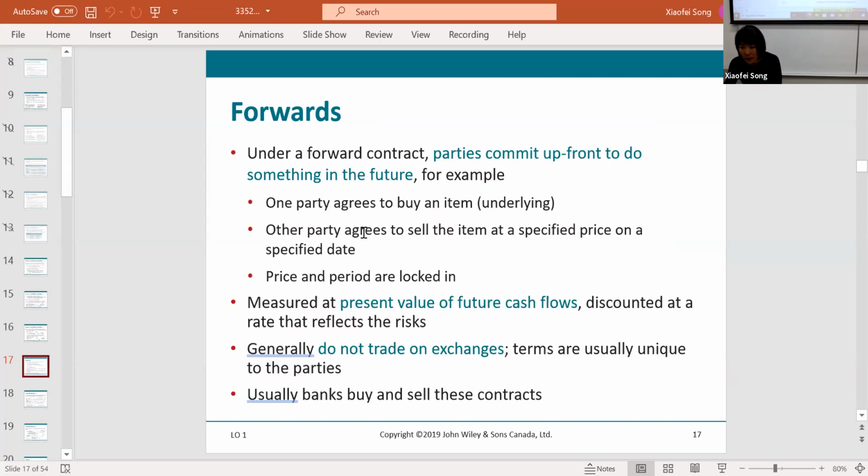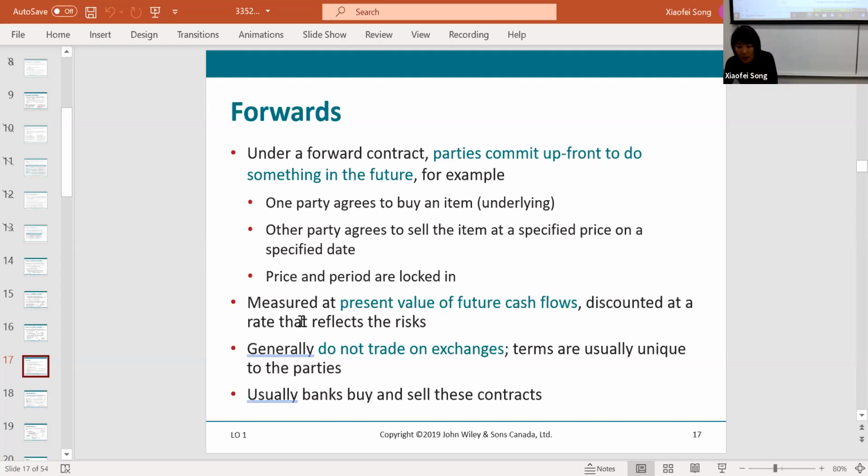The other party agrees to sell the item at a specified price on a specified date. The price and the period are locked in. Okay, so we agree to do something in the future, going forward. So that's what forward is. And we both have firm commitments in that. Same thing, fair value through net income.